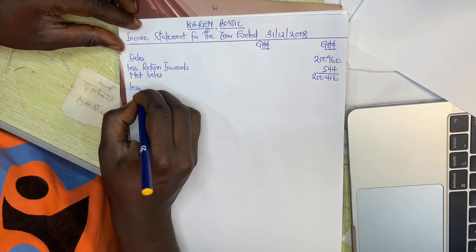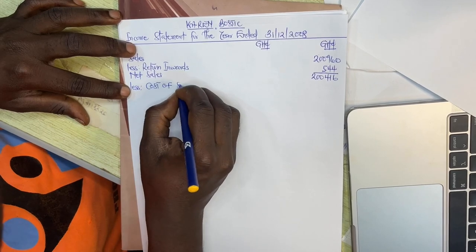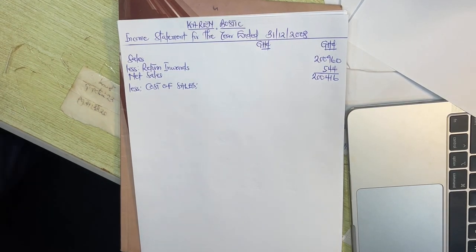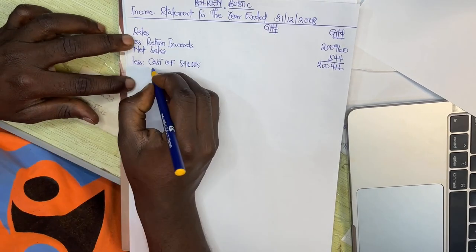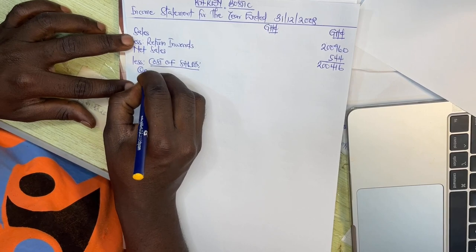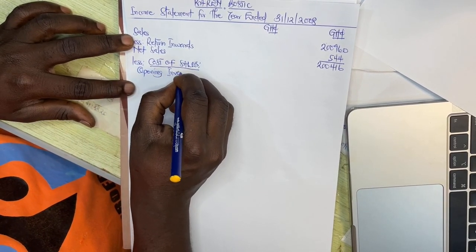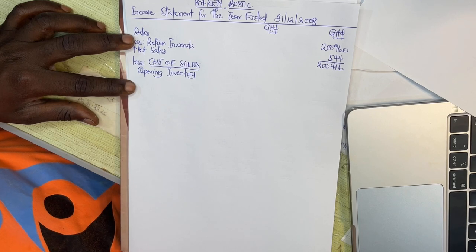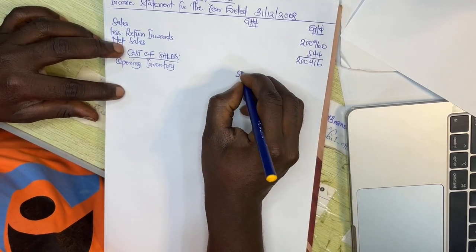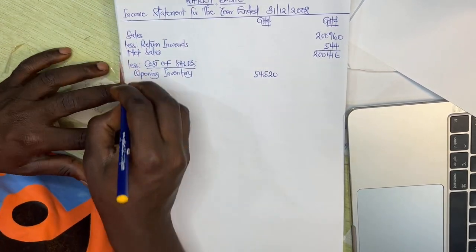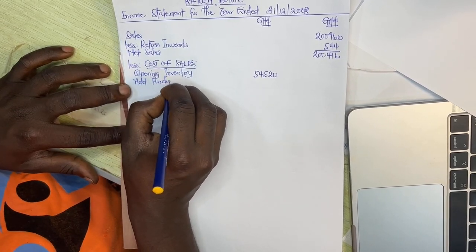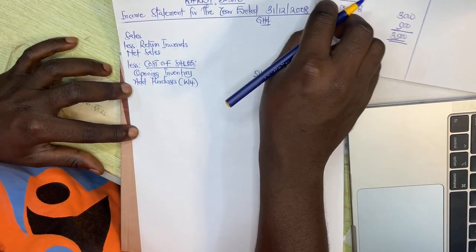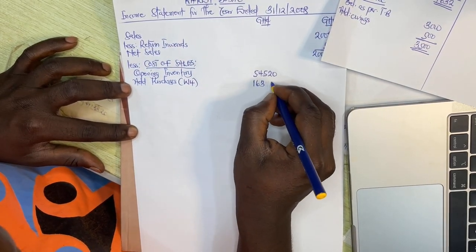Then we come to less cost of sales. With the cost of sales, you underline it neatly. Come to opening inventory. What is opening inventory? Let's see, inventory. Yes, 54,520. Then we add our purchases. Mind you, we have adjusted purchases. So I will check my workings number 4 for purchases. When I go there, purchases is now 163,000 instead of 168.